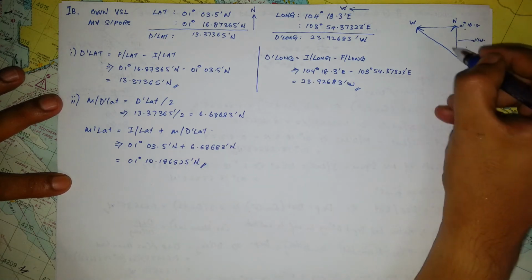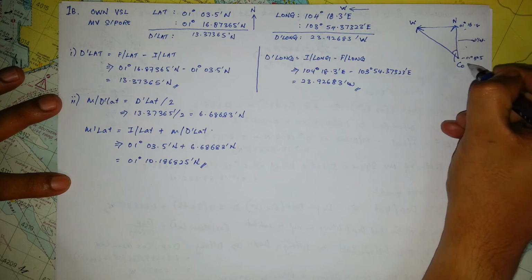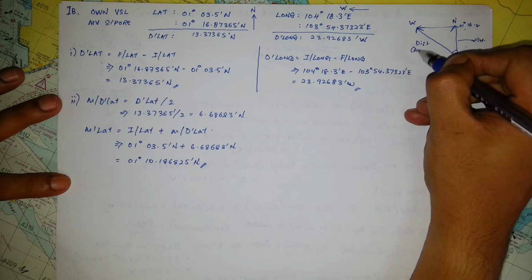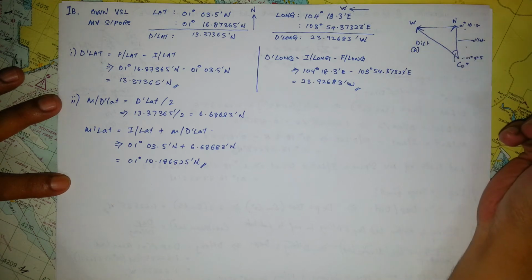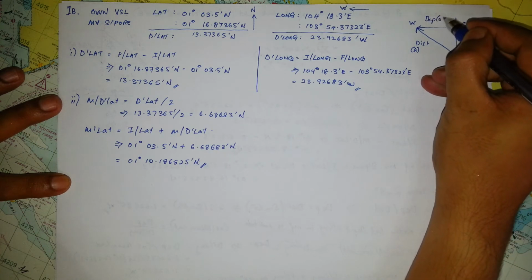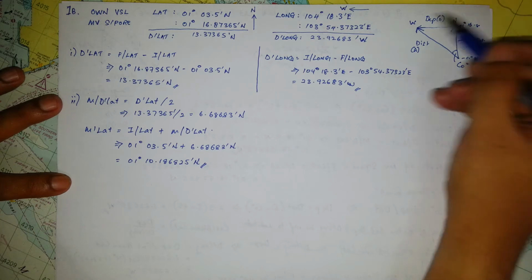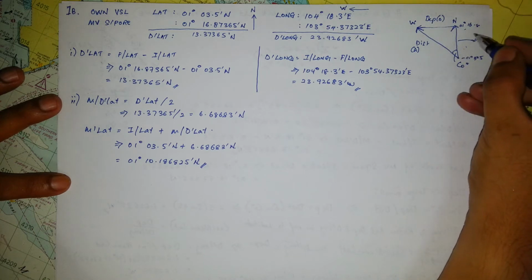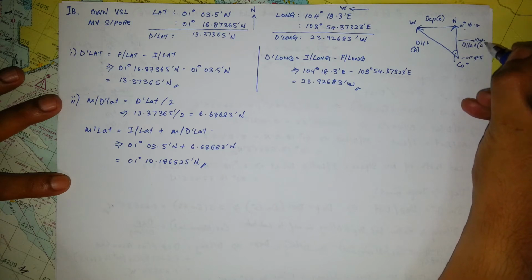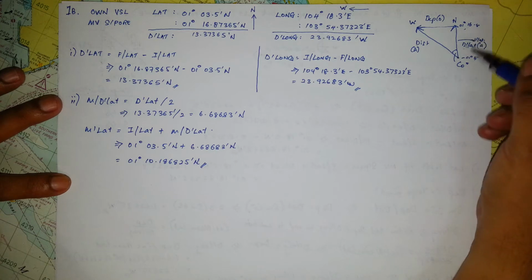So coming back to here, this will be your course, and this is distance, also known as the hypotenuse, the distance of which we do not know. The departure, also known as the opposite, which we do not know, but we do know the D-long. So later we will calculate, and this is your D-lat, which is your adjacent. So we have the trigo functions here.